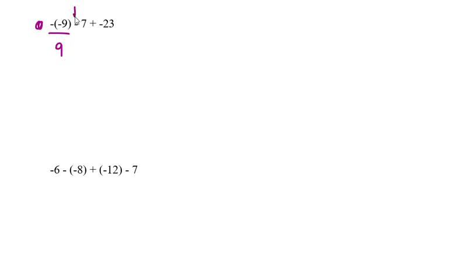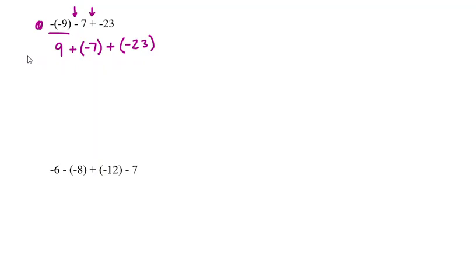Okay, the minus sign means add the opposite, so we're going to add the opposite of 7, which is negative 7. And the plus sign, well, that doesn't need to be changed. We know how to do addition. I'm going to put a parenthesis around my 23 just to make it clear. Now we have 9 plus negative 7 plus negative 23.